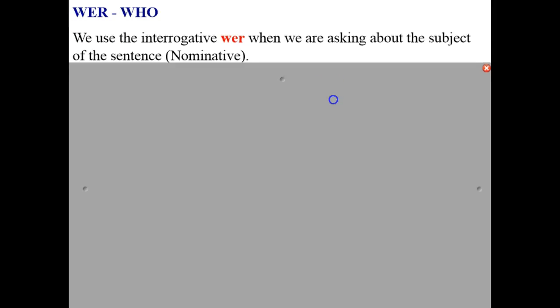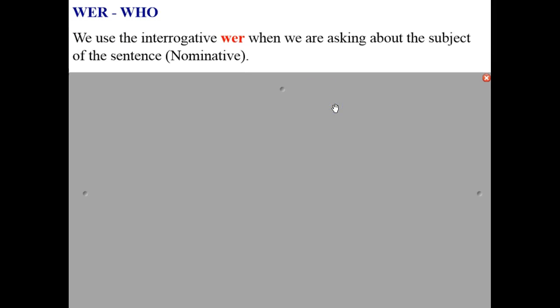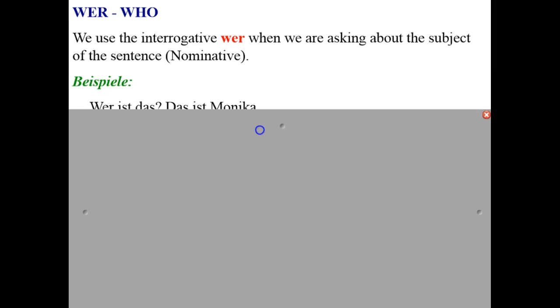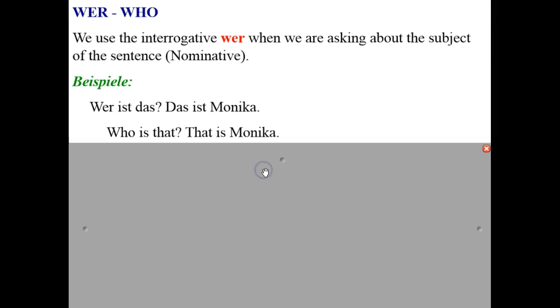Wer, who. We use the interrogative wer when we are asking about the subject of the sentence, or when something is in the nominative case. Let's look at a few examples. Wer ist das? Das ist Monika. Who is that? That is Monika. Monika is the subject of the sentence. Nothing is being done to Monika.